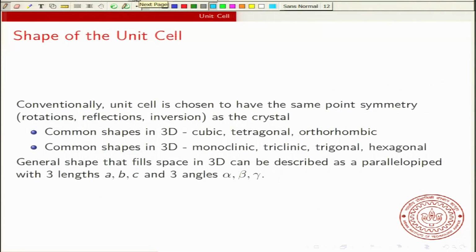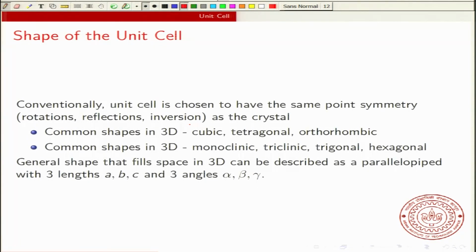So, now let us come to the shape of the unit cell. Okay. Now, as we said that we have many choices of unit cells. So, conventionally the unit cell is chosen to have a shape that matches that of the entire crystal. So, we will discuss crystal symmetry later, but basically the unit cell is chosen to have the same point symmetry, that means in terms of rotations, reflections and inversions as the crystal itself. Okay. So, the crystal has certain symmetries, and the unit cell is chosen to have the same symmetries, and this will become clear as we learn more about crystals.